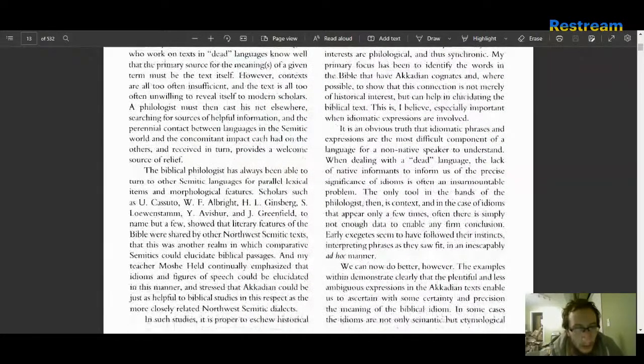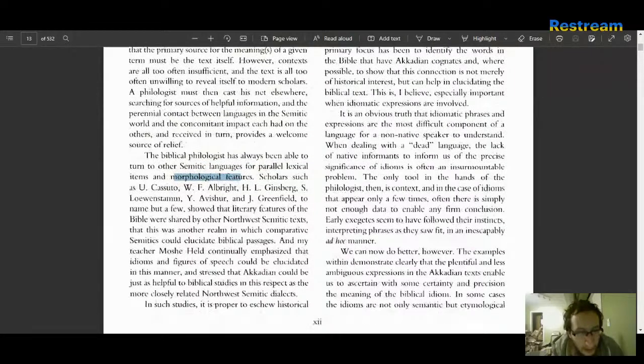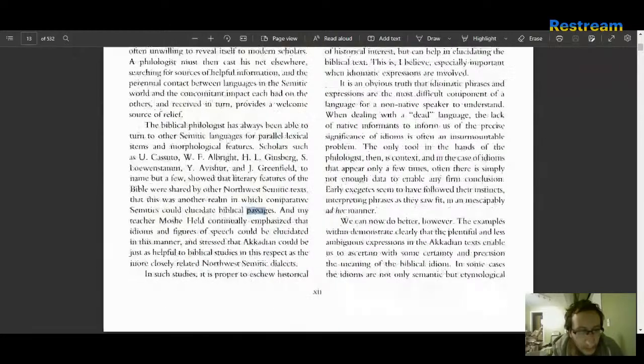The biblical philologist has always been able to turn to other Semitic languages for parallel lexical items and morphological features. So these various scholars showed that literary features of the Bible were shared by other Northwest Semitic texts, such as Arabic and Aramaic, that this was another realm in which comparative Semitics could elucidate biblical passages. And this guy's teacher expressed that Akkadian could be just as helpful to biblical studies in this respect.